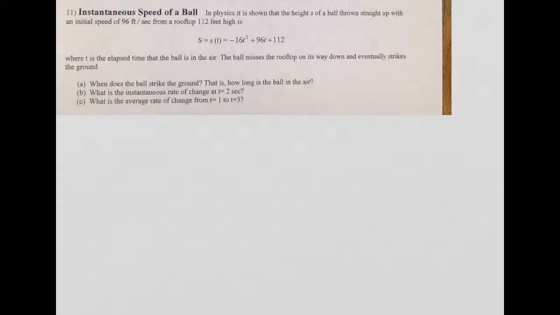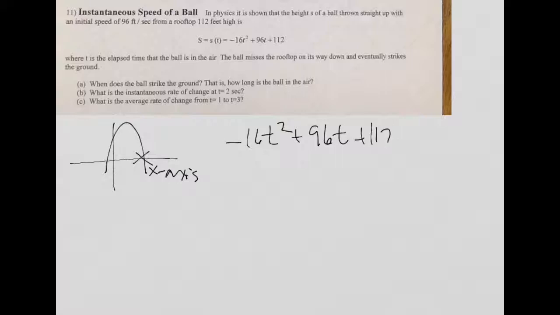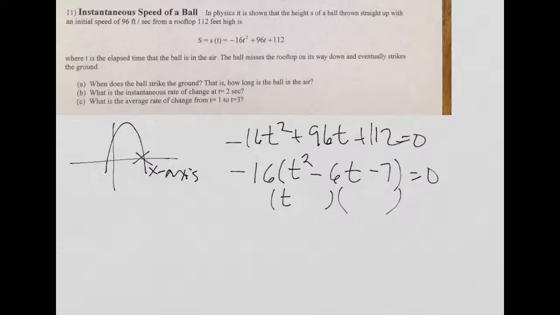So if you do have a calculator, you could graph this equation and look at the parabola and see where it's crossing on the ground, on the x-axis, and that will give you the time. If you don't have one, you would have to take the equation and factor. So in this problem, we could factor out a negative 16, and I'm left with t squared minus 6t minus 7.